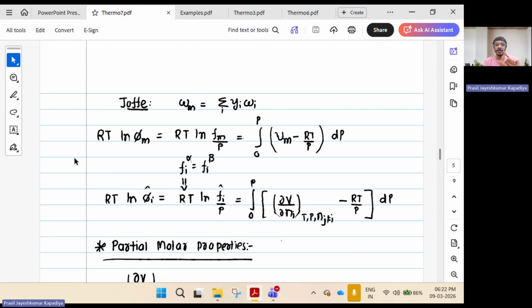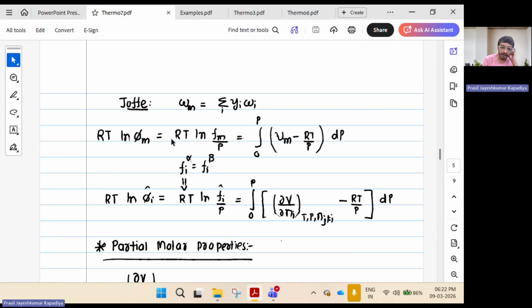Temperature of both the phases should be same, then pressure of both the phases should be same, and fugacity, or when we derived first in terms of chemical potential, of each component in each phase should be same, and from that we derived that fugacity of each component in each phase should be same.